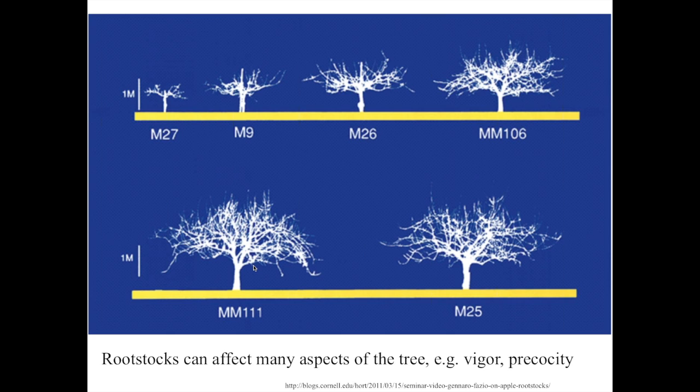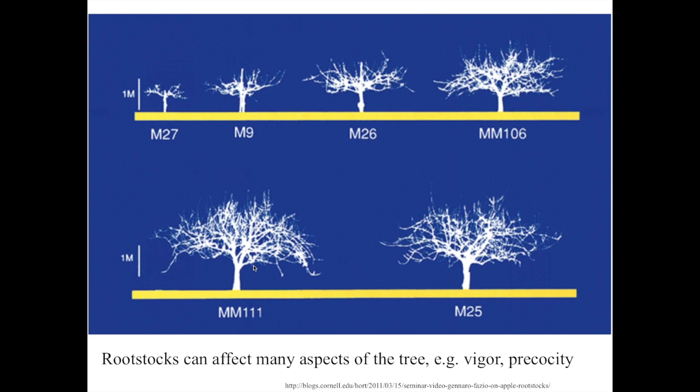So the rootstock can affect many aspects of the tree. The illustration here shows what we typically think of most when we're thinking of the rootstock effect, vigor. The illustration shows a range of different rootstocks. The trees are all the same age, and they all have the same scion variety propagated onto the rootstock. But you can see as you go from left through to right, bottom right, the range of vigor going from the most dwarfing M27 through to the more vigorous ones down at the bottom there.